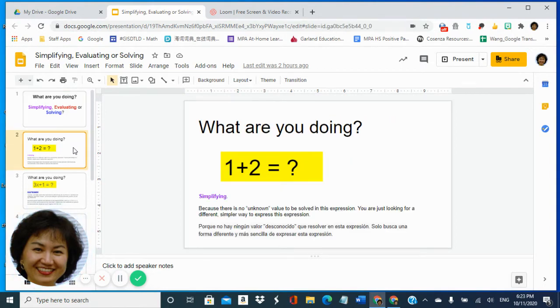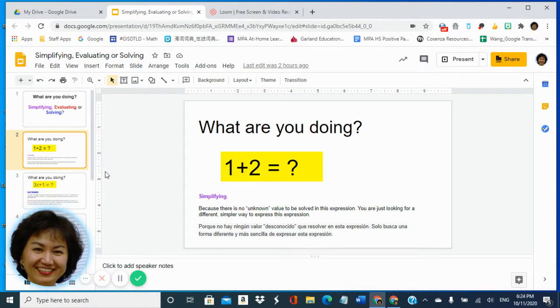Look at this example. When people ask you, what is 1 plus 2? Of course, you know the answer is 3. But what are you actually doing? Are you solving an equation here? No, you're not solving an equation because there is nothing to be solved here. You know 1 and 2 together is 3. You see it. Okay? So this is not solving an equation.